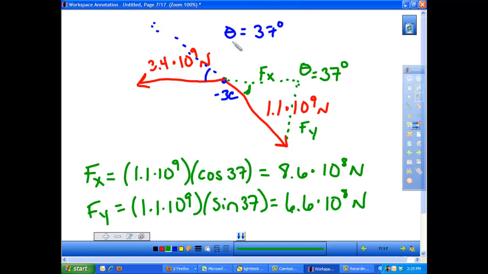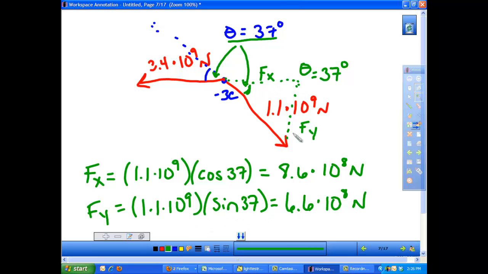So we've discovered in the first slide that the angle of our triangle is 37 degrees. So if this angle here is 37 degrees, that means that this angle here is also 37 degrees. And we can use our previous expressions for finding the x and y parts of our force to figure these two legs of our triangle out. So this makes my horizontal force 1.1 times 10 to the 9th times the cosine of 37. And this is 1.1 times 10 to the 9th times the sine of 37.